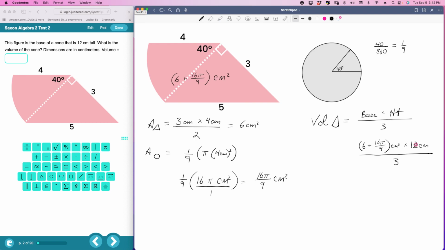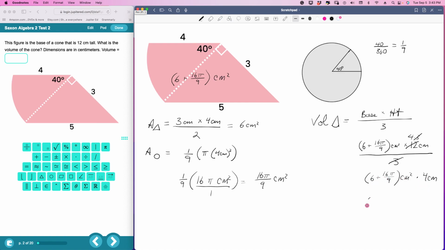12 is 4 times 3, so I'm going to take 3 as a factor. 4 times 3 is 12. So I'm going to cancel this and this to reduce it. So now I have 6 plus 16 pi over 9 centimeters squared times 4 centimeters. That's so much easier to do than having to divide later. So now I can just straight multiply and be done with it.